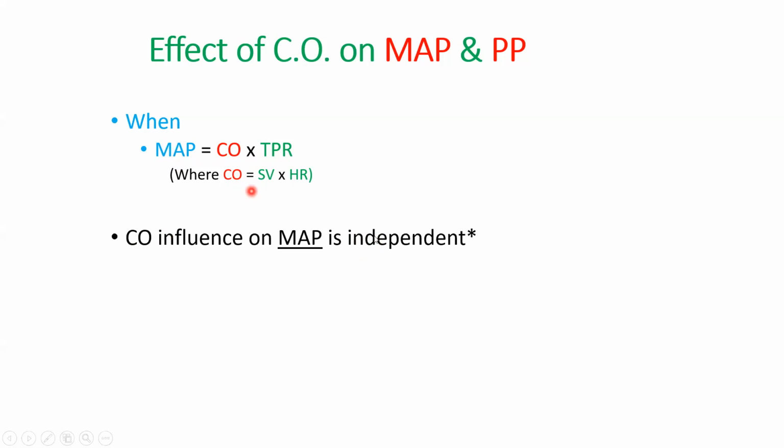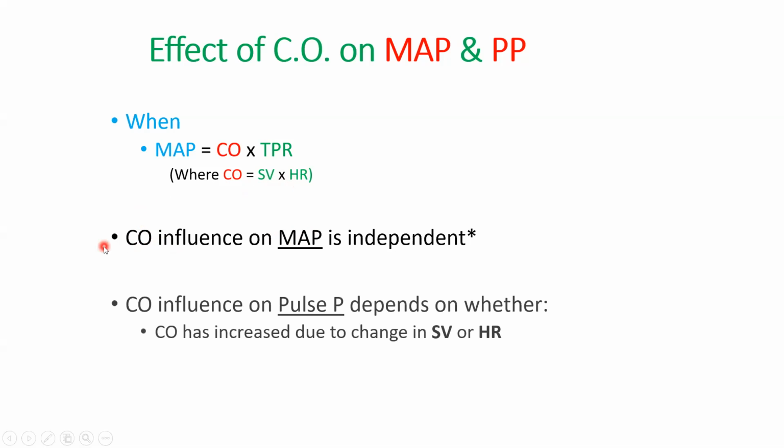Another aspect of the word independent here is we don't really care which component of the cardiac output is increasing. Is it an increase in stroke volume which has caused an increase in cardiac output, or is it an increase in heart rate which has caused an increase in cardiac output, or is it an increase in both? Remember, we were splitting hairs, right? I warned you. So as regards MAP, it doesn't really matter where the increase in cardiac output has come from. It doesn't matter. However, with pulse pressure, it does.